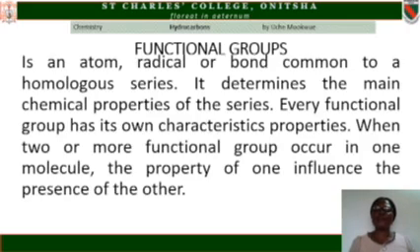Functional group. A functional group is an atom, radical, or bond common to a homologous series. It determines the main chemical properties of the series. Every functional group has its own characteristic properties. When two or more functional groups occur in one molecule, the properties of one influence the presence of the other.